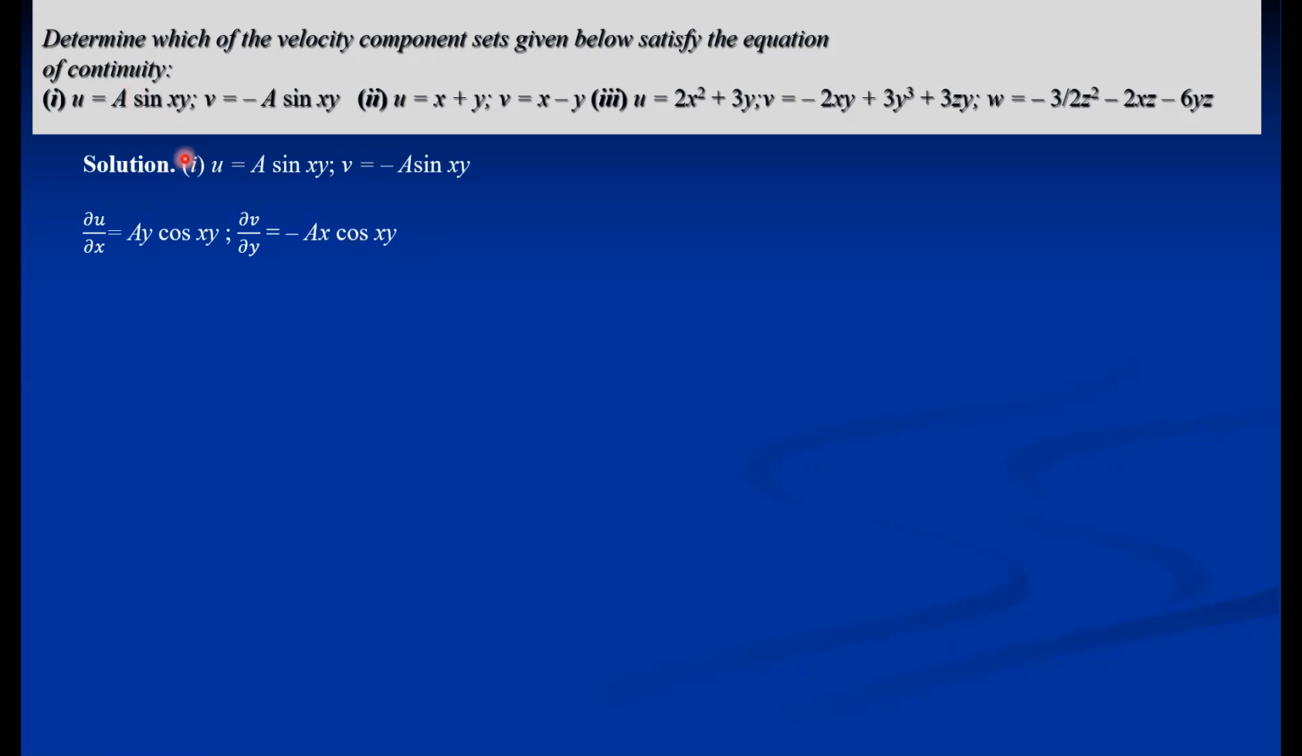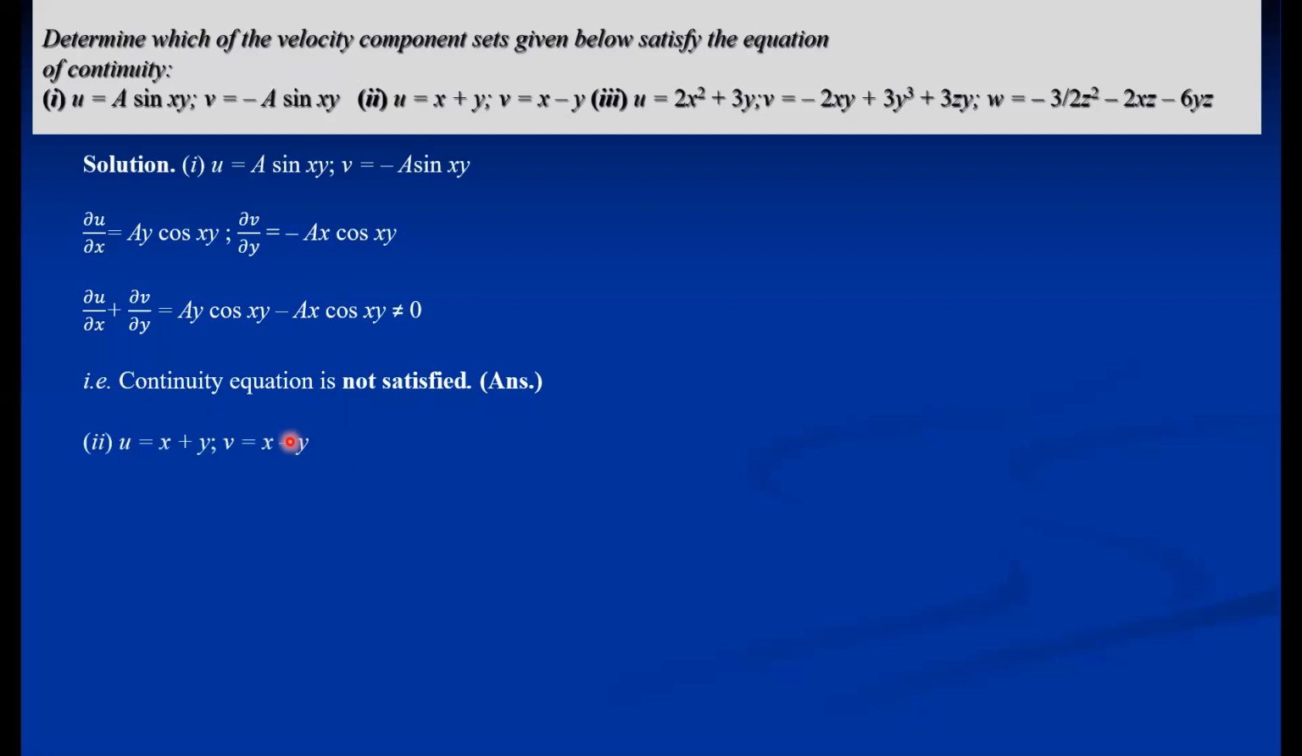So differentiating u and v with respect to x and y, we get ∂u/∂x and ∂v/∂y, and their summation is not equal to 0. That means the continuity equation is not satisfied. Therefore, for the given velocity field, the flow is not possible. Suppose the flow were possible, then the given velocity field would still not be an incompressible flow. That is how we can interpret the continuity equation.